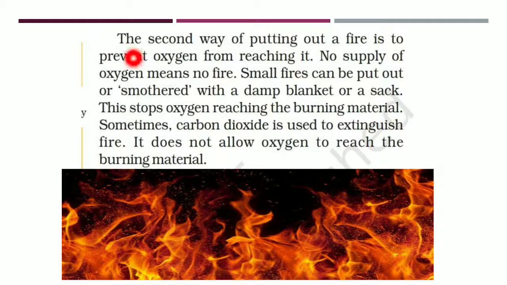Next, the second way of putting out a fire is to prevent oxygen from reaching it. No supply of oxygen means no fire. Small fires can be put out or smothered with a damp blanket or a sack. This stops oxygen reaching the burning material. Sometimes carbon dioxide is used to extinguish fire. It doesn't allow oxygen to reach the burning material. So here is a second way. So what does it mean?